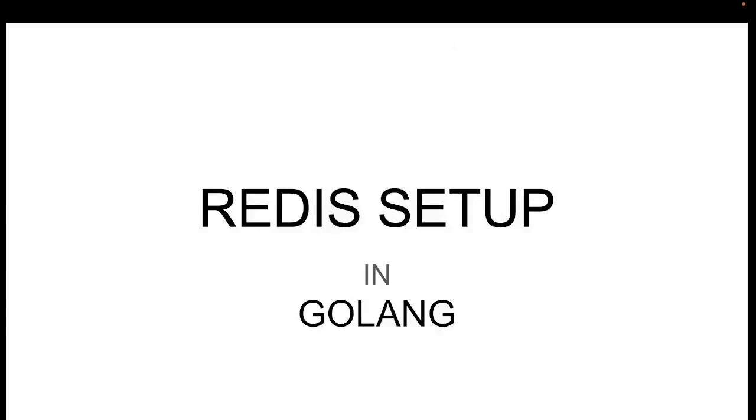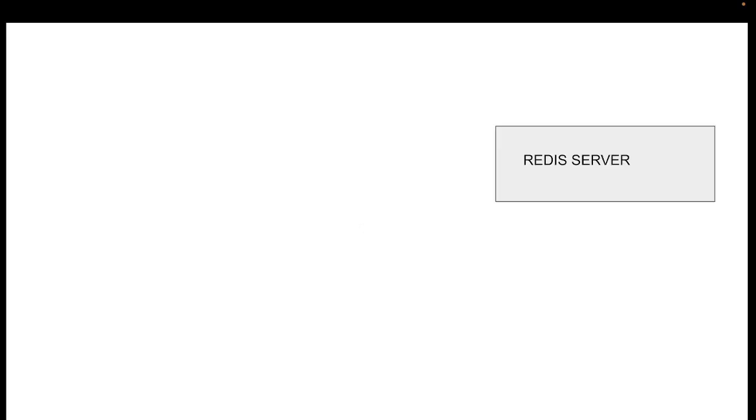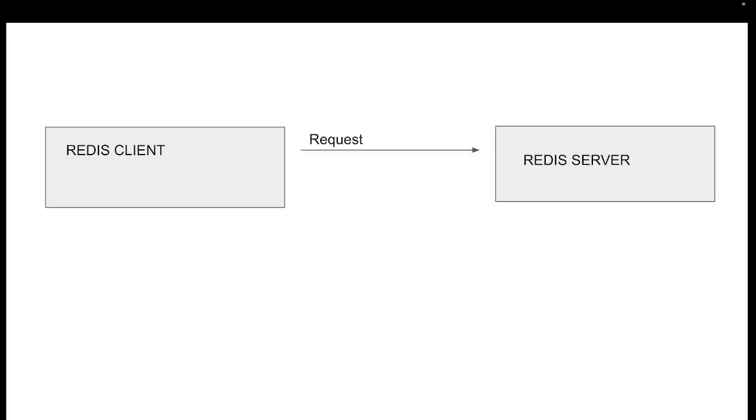Hello friends, welcome. Today in this video, I will show you how we can do a Redis setup in Golang. Friends, to work with Redis, we need two things. The first thing is Redis server and the second thing is Redis client. From this Redis client, we send request to Redis server and then Redis server sends response to Redis client.